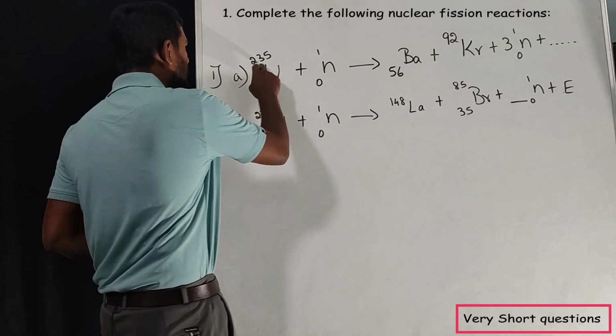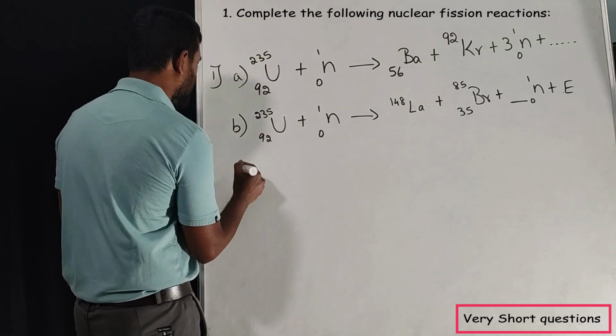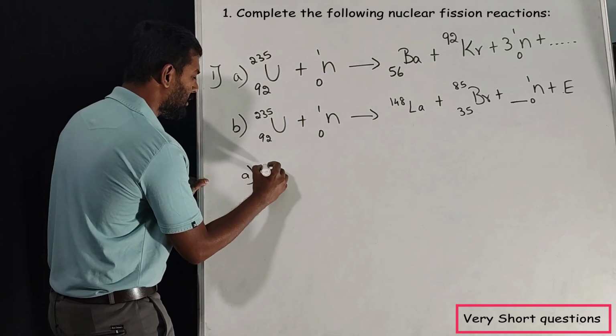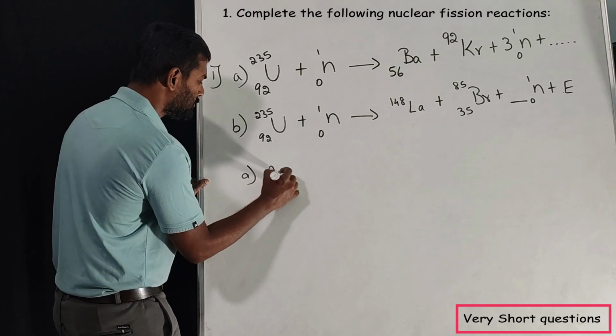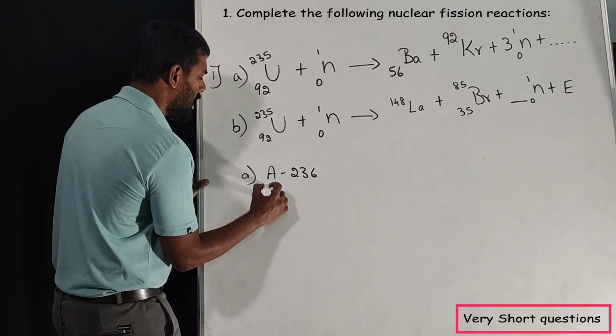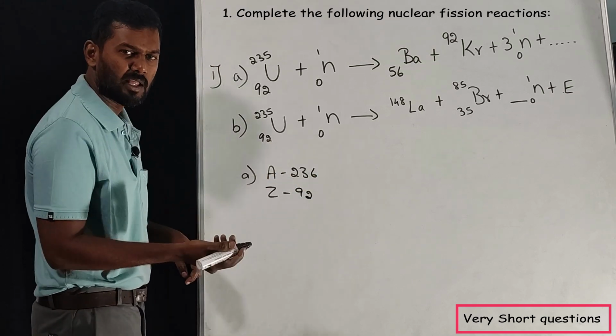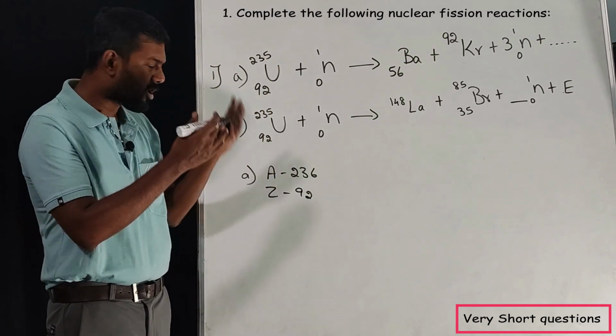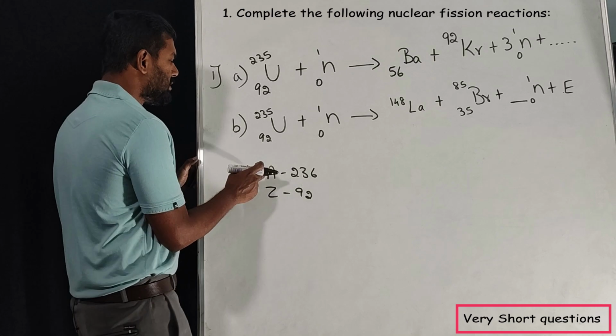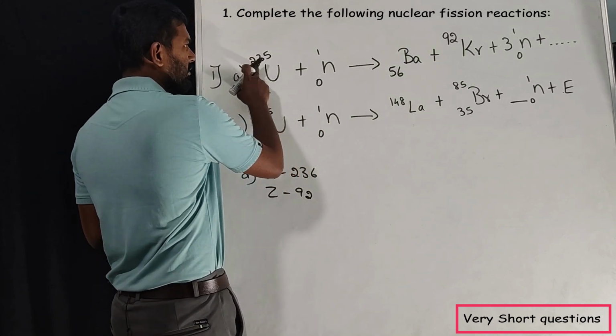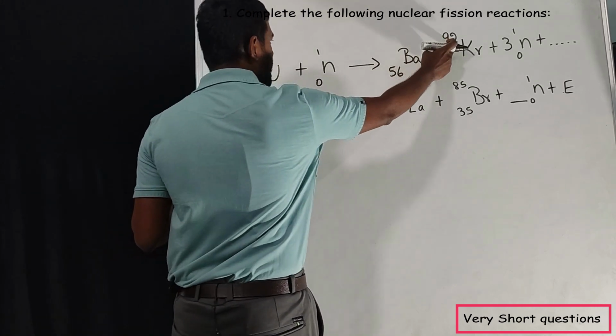Listen, 235 plus 1. So complete in A, the mass number is 236 and atomic number is 92. You don't have to do all these things in the exam, just like that you can do. For your reference I am writing this one. Now see here, so 235 and this one 92.